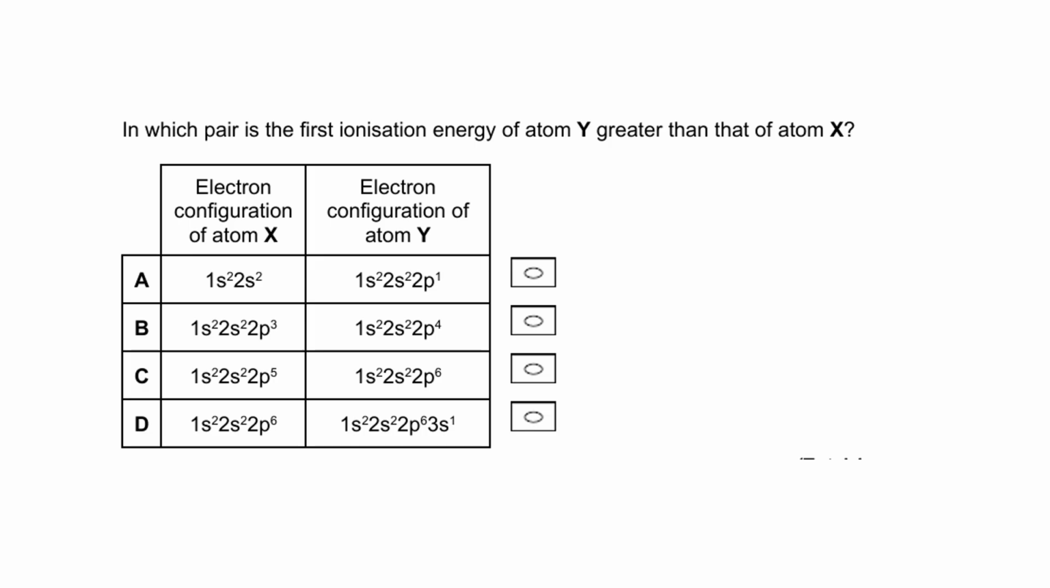In which pair is the first ionization energy of atom Y greater than that of atom X? So let's look at the options here. So for option A, atom X has 1s2, 2s2, while atom Y has 1s2, 2s2, and 2p1 configuration.